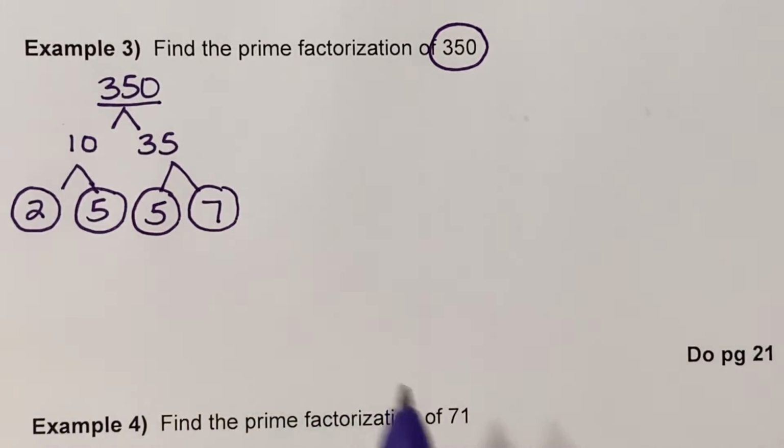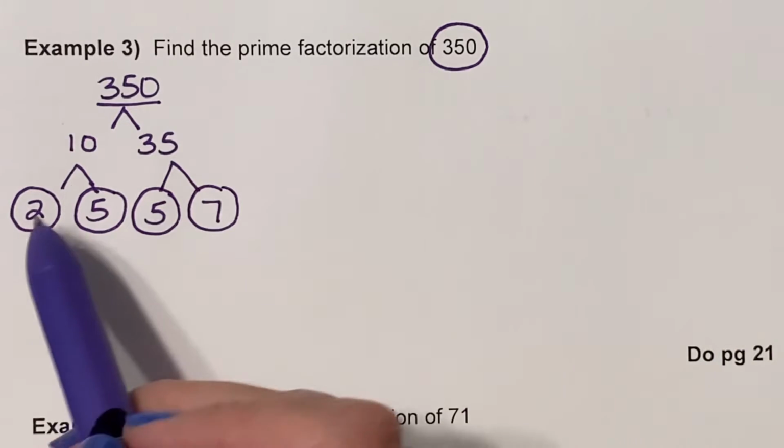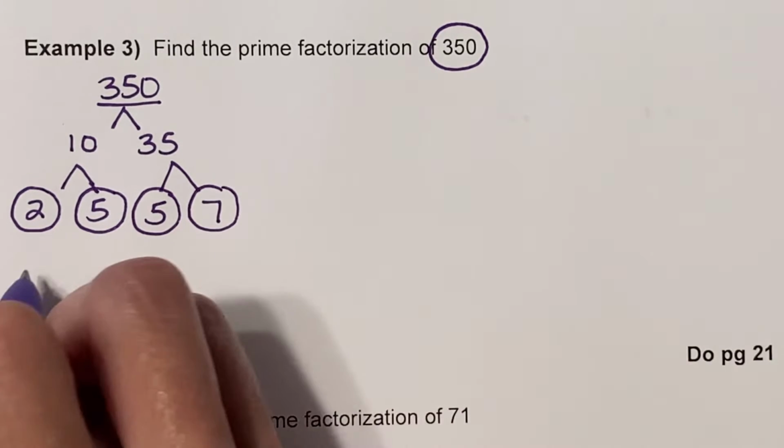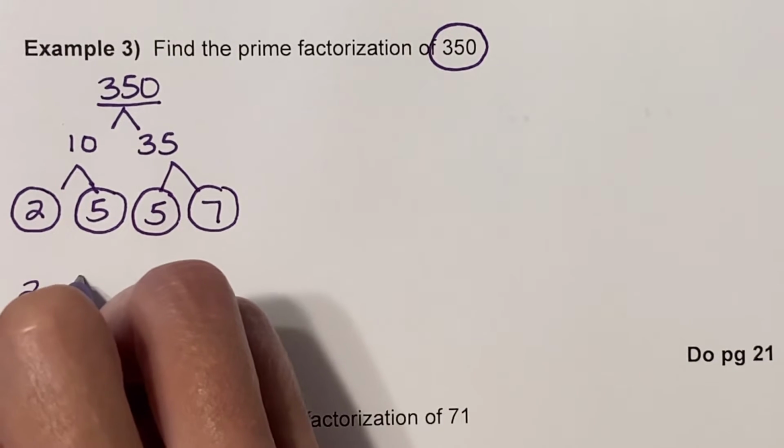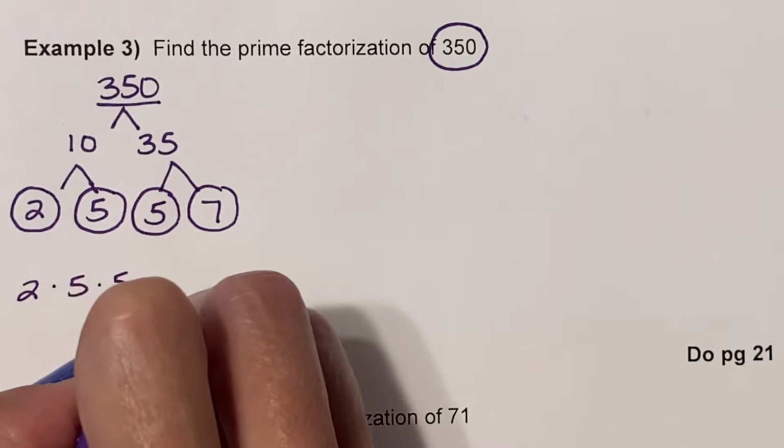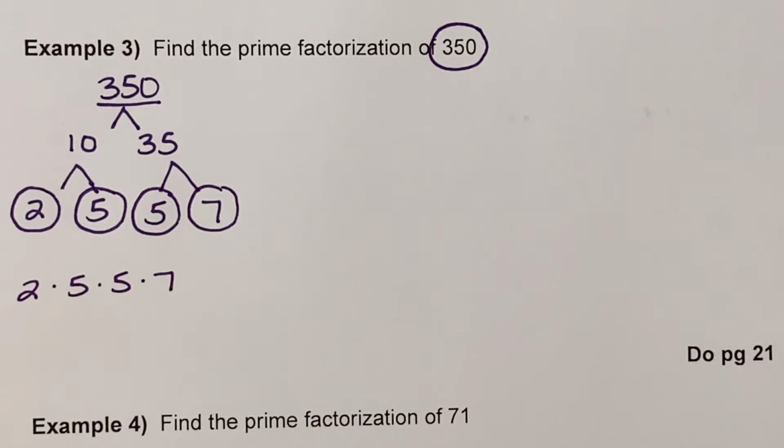Everything's been circled. I'm gonna list it out in order. Oh, and these actually happen to be nice and in order. 2 times 5 times 5 times 7. I'm doing my dot for multiplication because that's what I feel like doing.